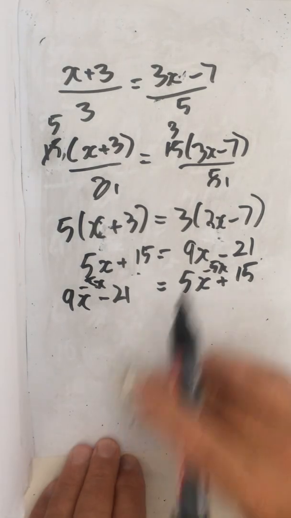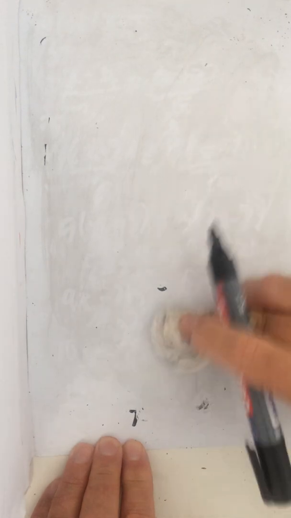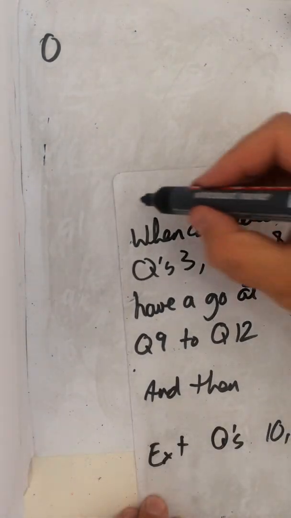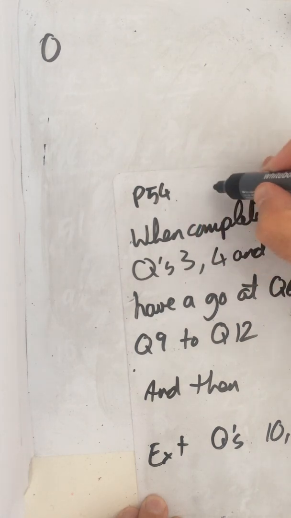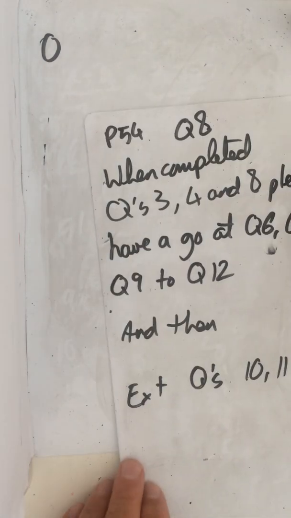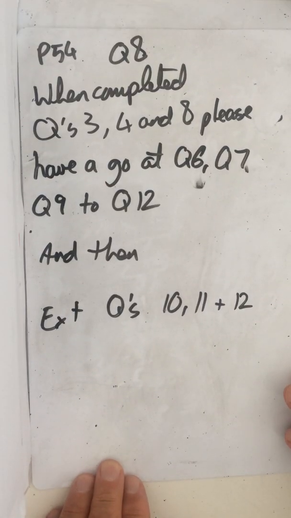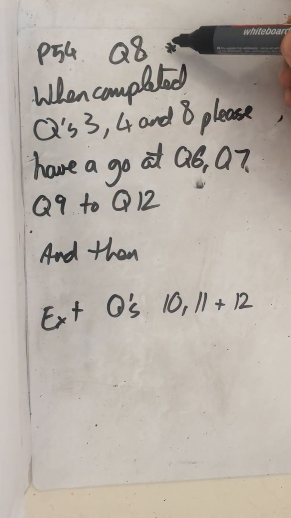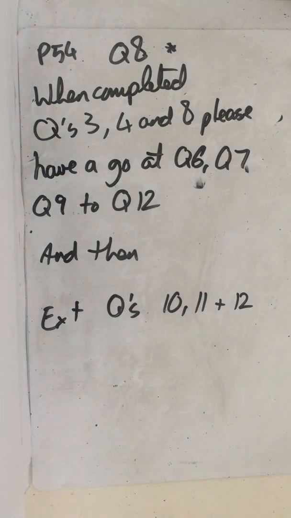Okay, right. Now, have a go at question 8, please. In fact, I can bring the last board here. So page 54, question 8, please. That's our next thing to do. Please use the worked example to go through every step. The worked example just above is really good.